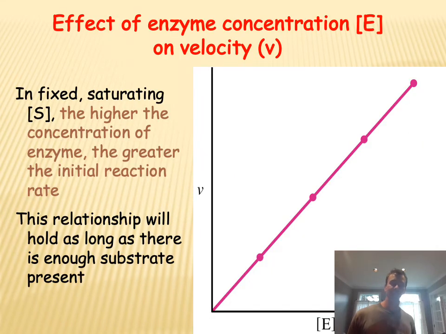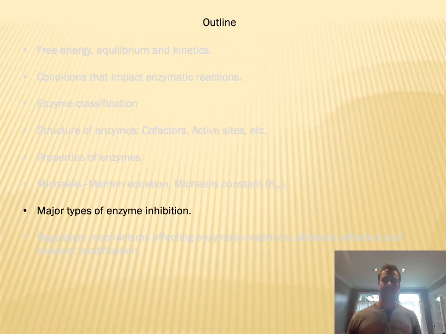We've talked about the effect of substrate concentration on the reaction rate. What about the effect of enzyme concentration? It's much simpler. As you increase enzyme concentration, your velocity keeps going up and up. As long as you have enough substrate present, if you keep adding more and more enzyme, your velocity goes up. So that's Michaelis-Menten kinetics. What about if you have an inhibitor in the reaction that can slow that reaction down?